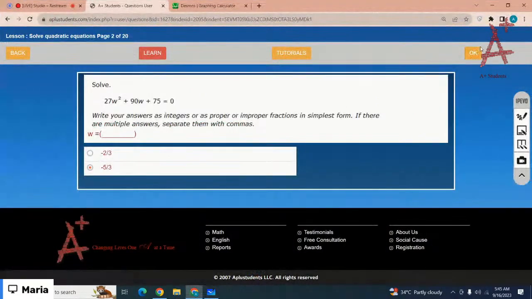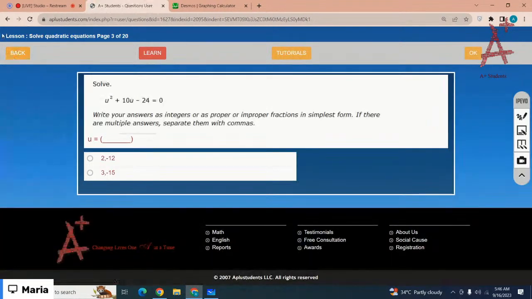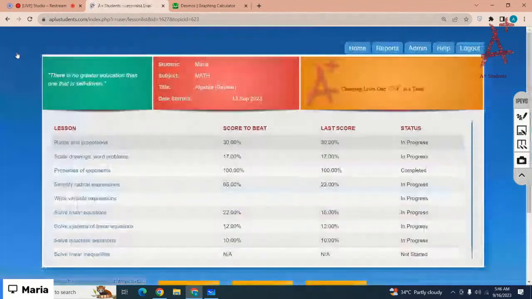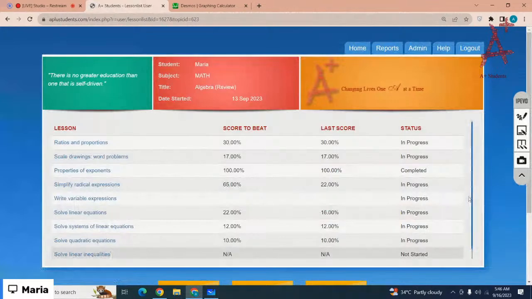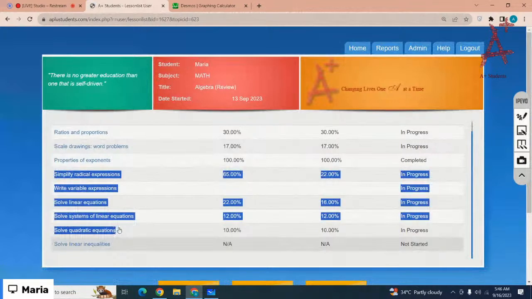Okay, you can complete the practice questions by yourself later today. So we were working on grade 10 math. The chapter we're working on is algebra, that is a review of the previous grades. The lessons we have completed today are simplify radical expressions, write variable expressions, solve linear equations, solve systems of linear equations, and solve quadratic equations, right?